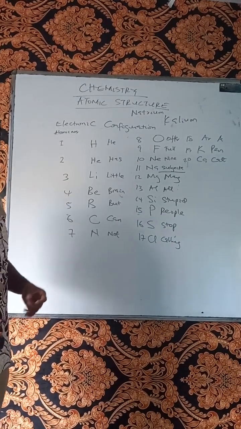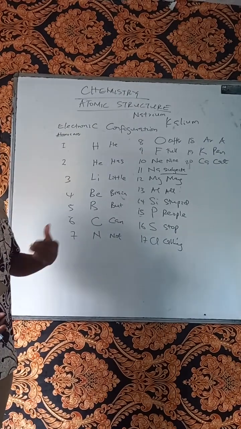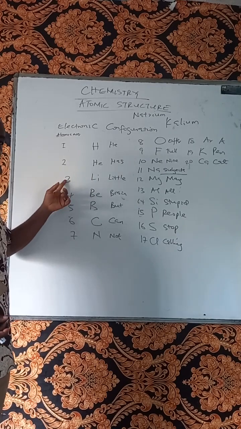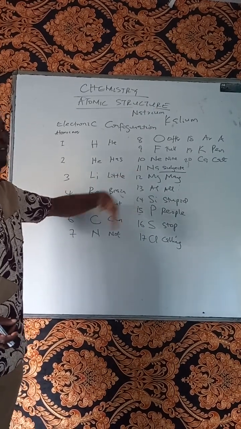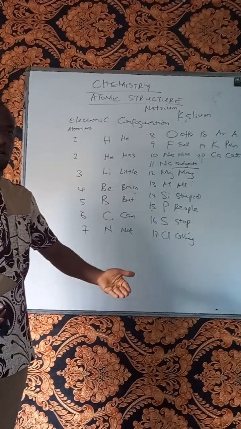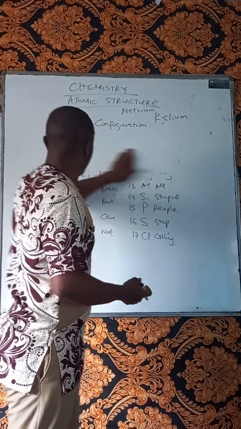It implies that hydrogen has only 1 electron. Helium is 2, it means that helium has only 2 electrons. Lithium is 3, it means that lithium has only 3 electrons. Sodium is 11, it means that sodium has 11 electrons in the shell, and so on. So having done that, how do we distribute these electrons?